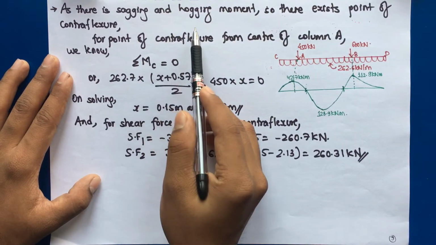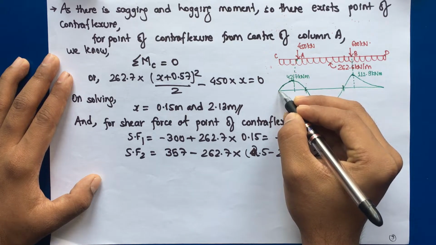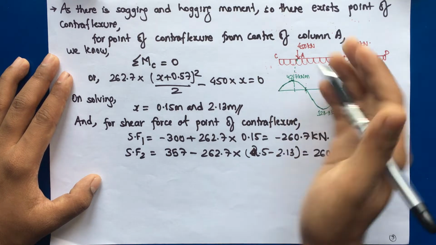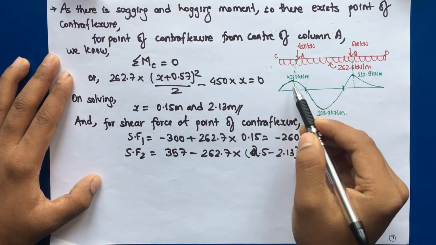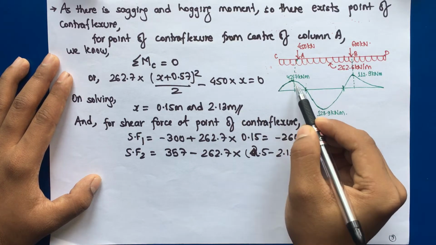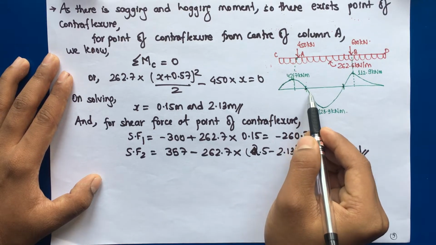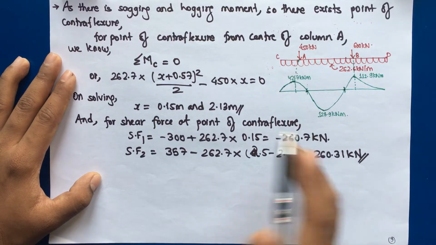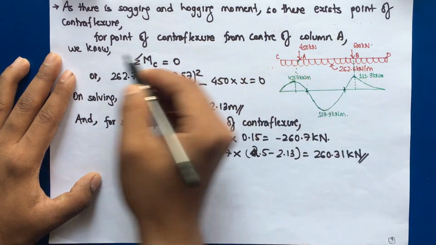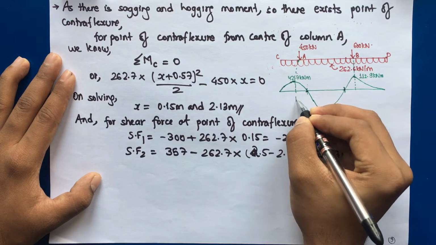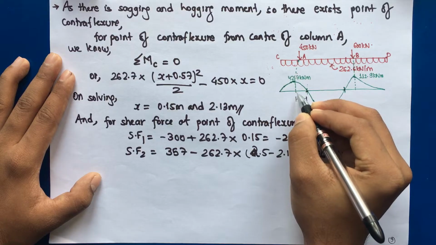So as there is sagging and hogging moment, there exists a point of contraflexure. If you see, it is not the exact profile of the bending moment, I am just saying that for a UDL it will be a curve type, so I'm just representing it in the form of a curve. So as we see, there is a point of contraflexure, that is the point at which the bending moment changes its sign. So point of contraflexure from center of column A, we have to determine this distance, assuming this distance as x from the center line of the column A.